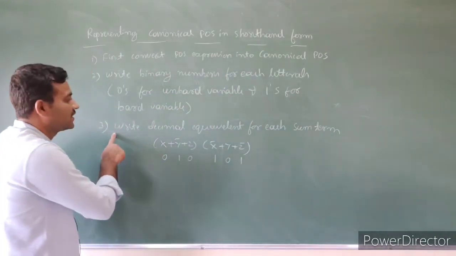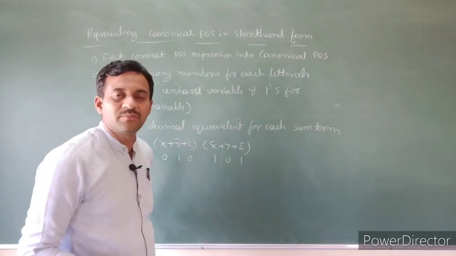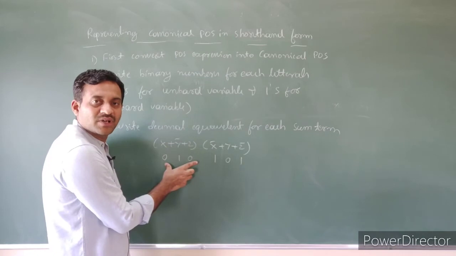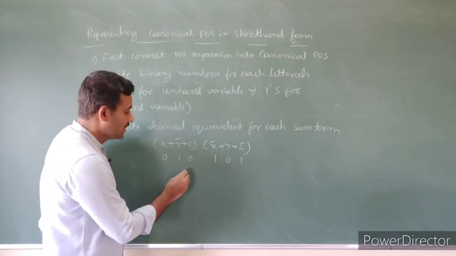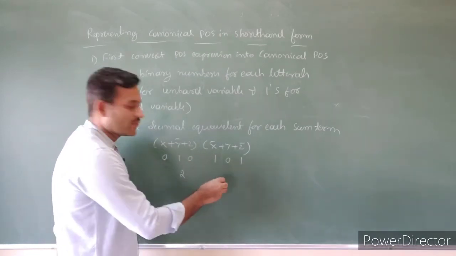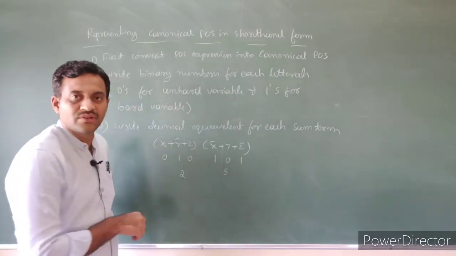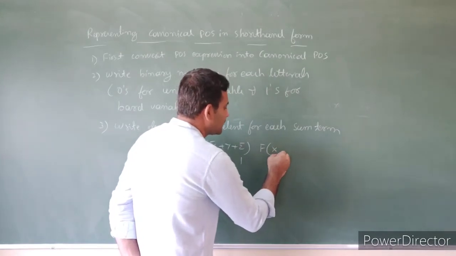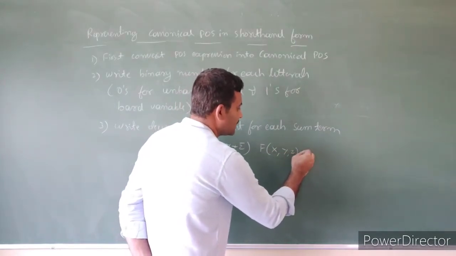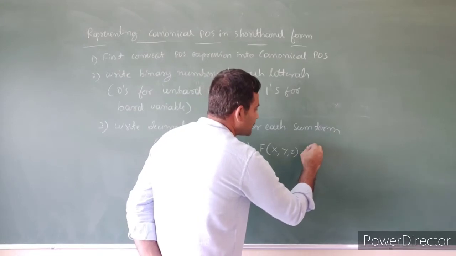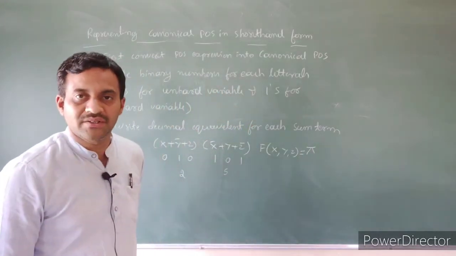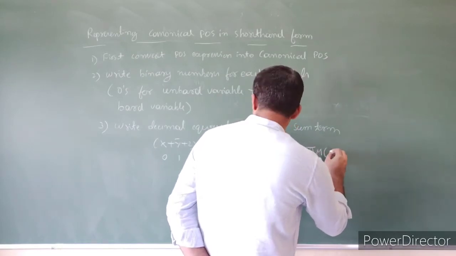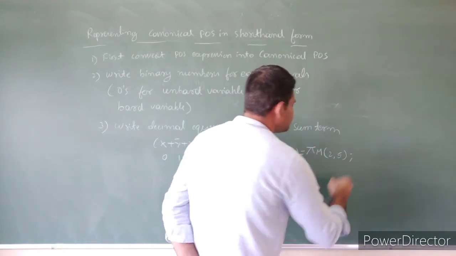Then see the third one. Write the decimal equivalent for each sum term. See here, it is a sum term. This is another sum term. What is the value of 010? It stands for 2. 101 stands for 5. Then how to write? f of the literals x, y, z, which is equal to the POS expression represented by pi, pi of capital M of 2, 5.